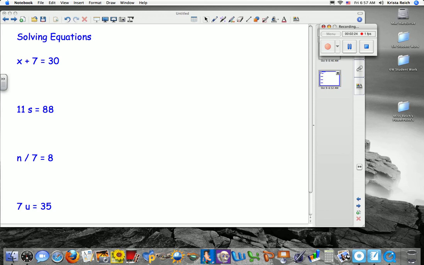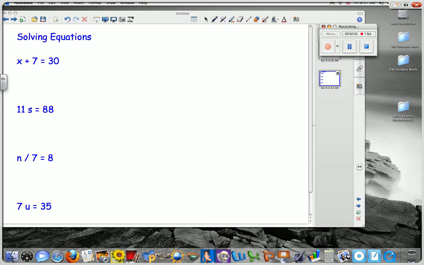So for this first one here, we have to figure out what plus 7 is going to give you 30. Well, if you can't figure it out, you can simply take 30 minus 7 and you can get the answer that way. The answer is 23. So what plus 7 is 30? 23 plus 7 is 30. You can always check your work too, to make sure that this is equal to this. So in this equation, x is equal to 23.